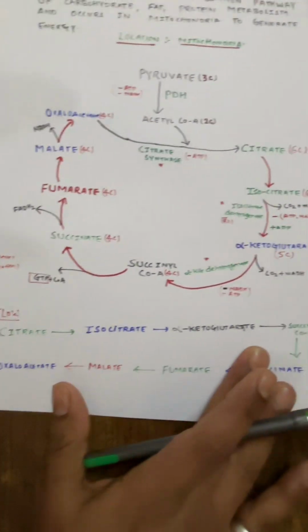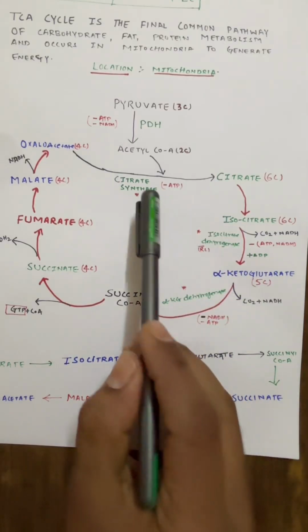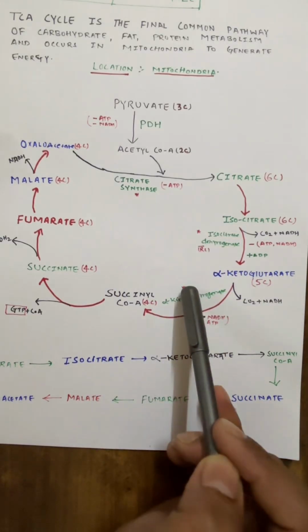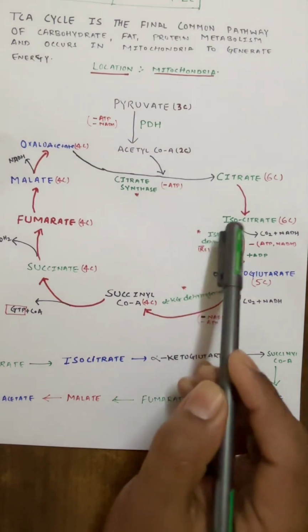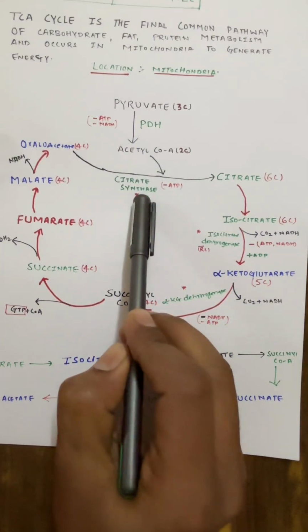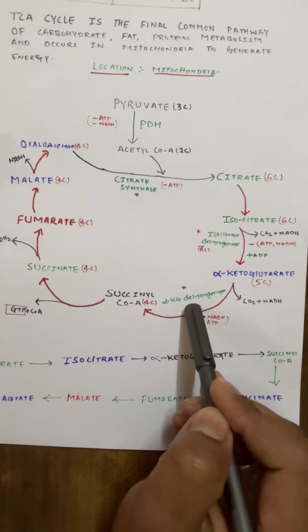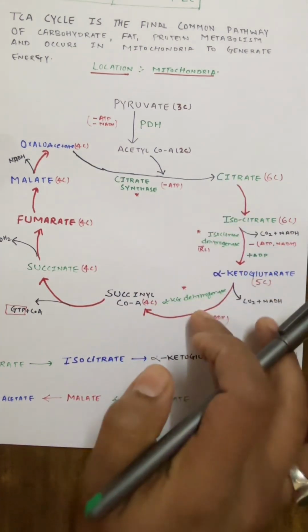Okay, now always remember this other important thing from this step: all these starred steps, marked with an asterisk, are the irreversible steps. The citrate step where the enzyme citrate synthase is used, isocitrate dehydrogenase and alpha ketoglutarate dehydrogenase. So these are the irreversible steps.